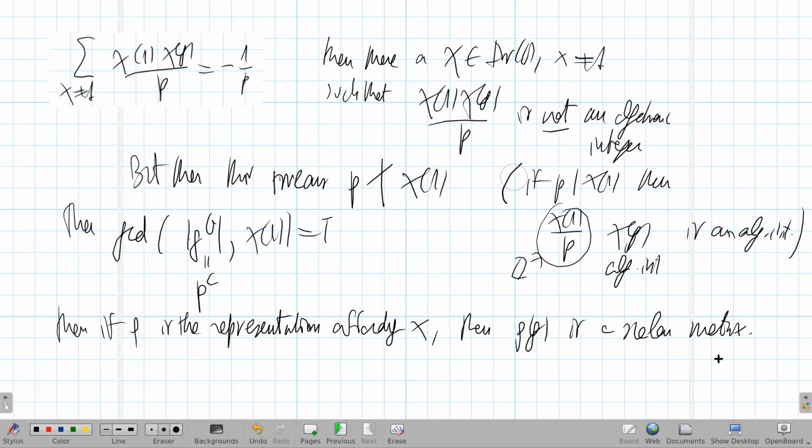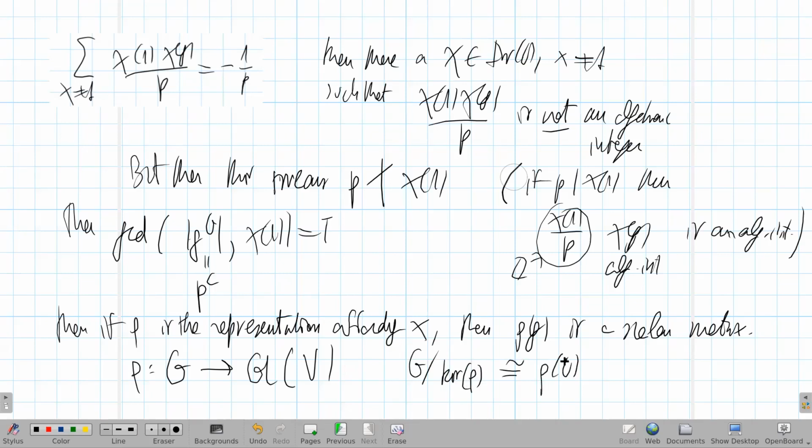So rho of G is a scalar matrix. We have this representation of G in GL V, a representation associated to this character chi, and by the usual isomorphism theorem, we have that G over the kernel of rho is isomorphic to rho of G, which will be a subgroup of GL V. But note, this is important: rho of G is a scalar matrix, but rho of G is different from 1.